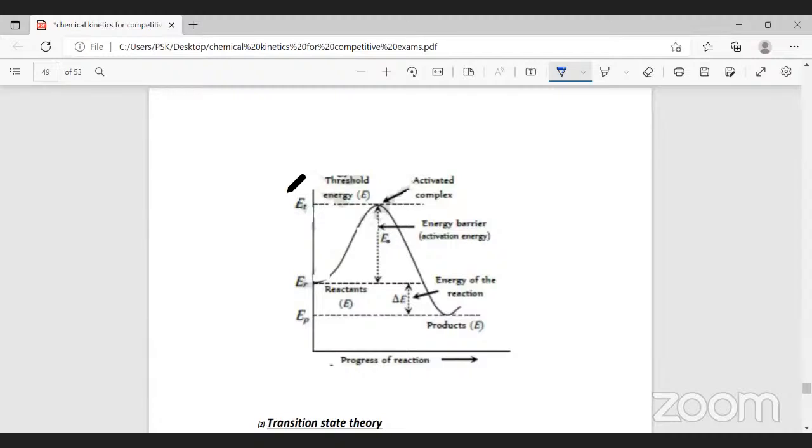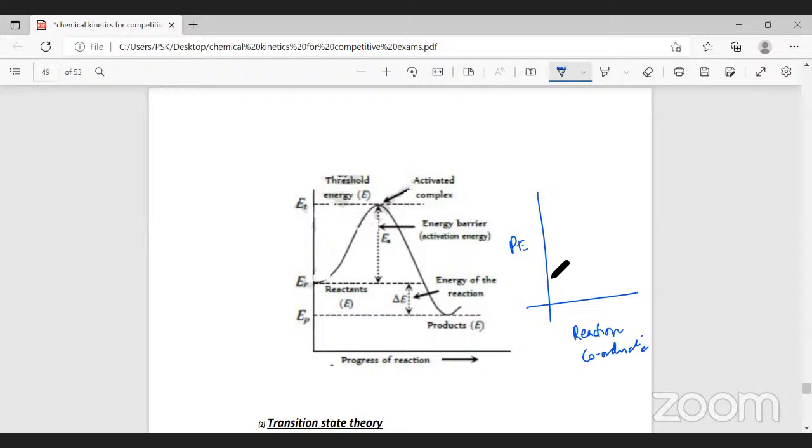Did I teach you the reaction mechanism for hydrogen iodide formation? Okay, you won't remember. That's fine. The same graph we will simplify. This is potential energy. This is the progress of the reaction, or reaction coordinate. It is called the reaction coordinate.